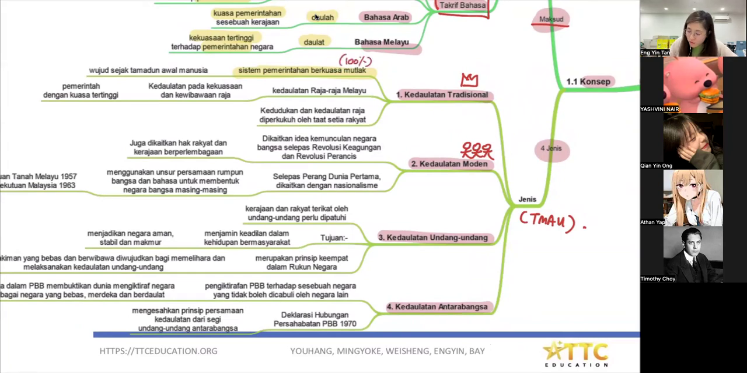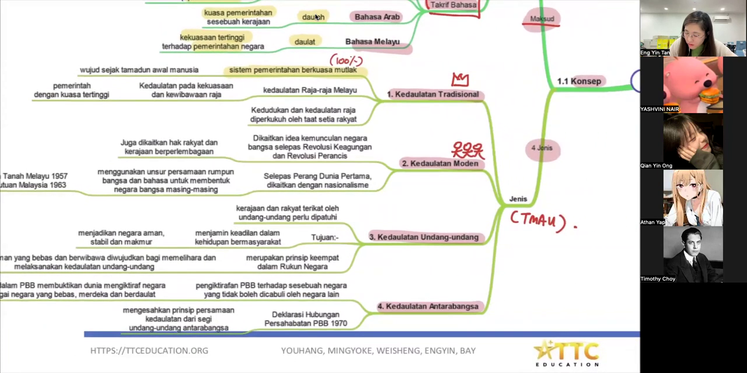And number 2, kedaulatan raja-raja Melayu. So you see, I told you, it is referring to the king. Kedaulatan traditional is kedaulatan raja-raja Melayu. So the raja-raja has the power and the leadership. They mention that kedudukan dan kedaulatan raja diperkukuhkan dengan taat setia rakyat. The reason why the king can maintain their position, power and status is because of the citizens' loyalty.